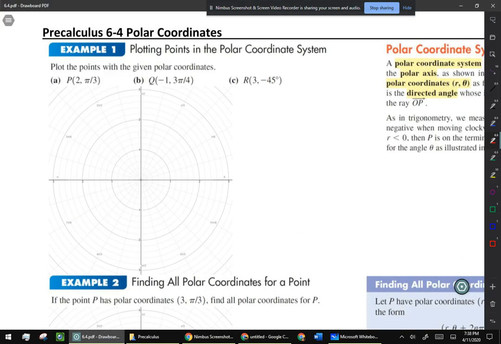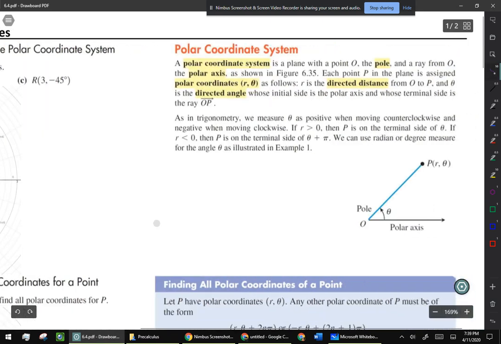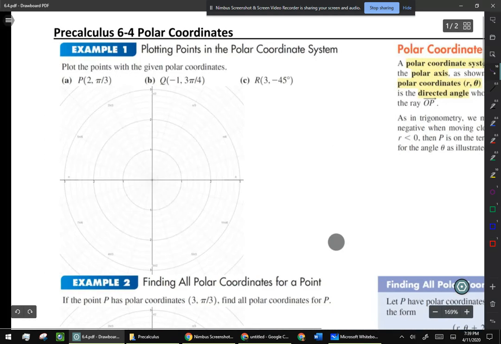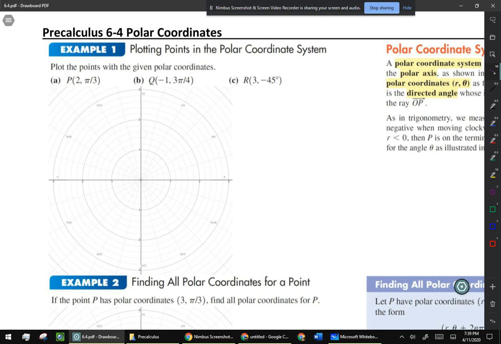Let's take a look at example 1a specifically here and introduce the idea of a polar coordinate system. A polar coordinate system is made up of a pole, which is over here, a polar axis right over here, which is basically the x-axis, and it's made up of a radius and an angle as opposed to x and y of a rectangular coordinate system. So let's take a look at example 1a.